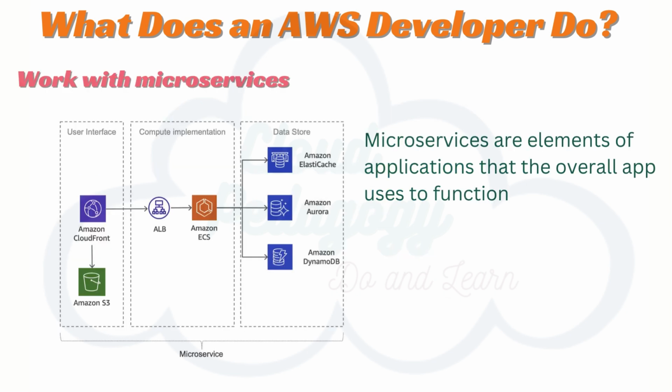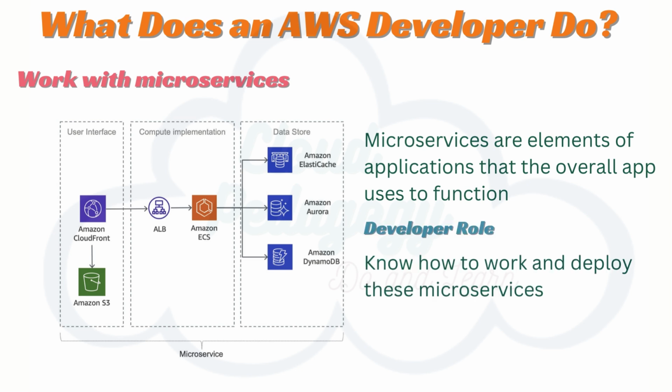Working with microservices. Microservices are elements of applications that the overall app uses to function. They can be assigned to different elements of the application, making it easier to add features and make changes to several elements simultaneously. As an AWS developer, you have to know how to work with these microservices and how to deploy them within the AWS platform to create business solutions.